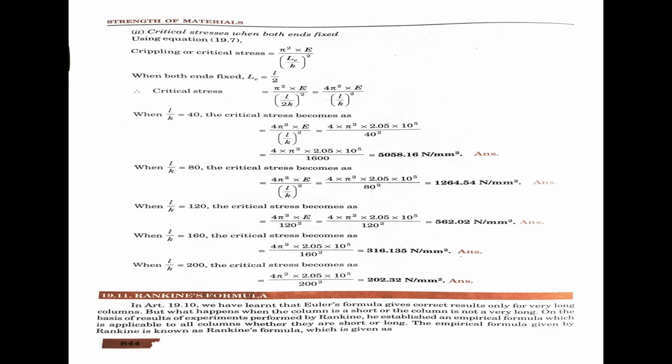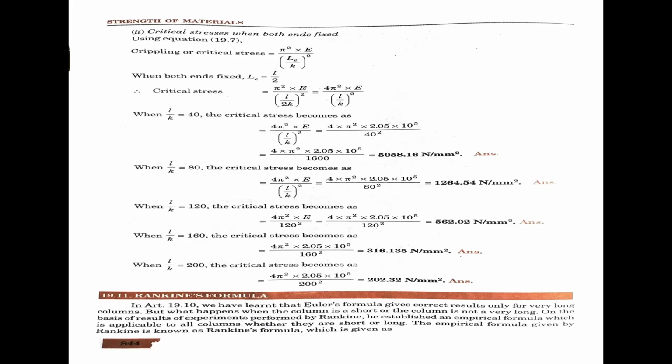Now diagram 19.10. I have to see the diagram, 19.1, that is the short column. In this unit, starting, I will see the diagram for the short column condition. The diagram means short column.